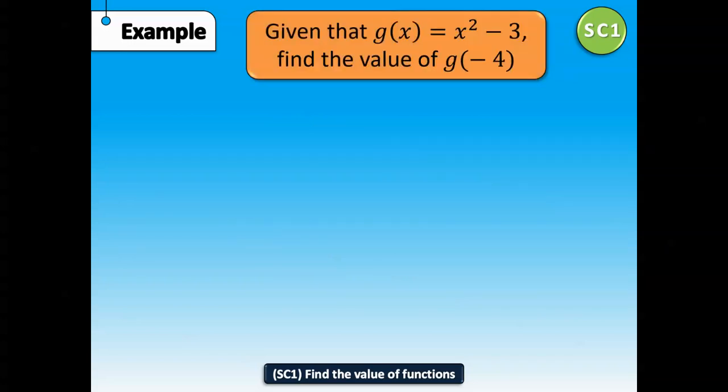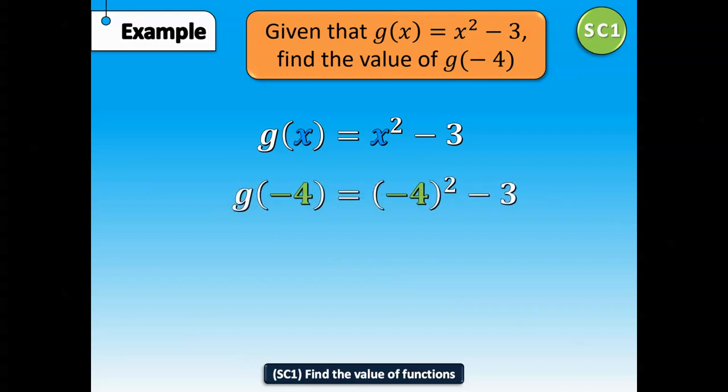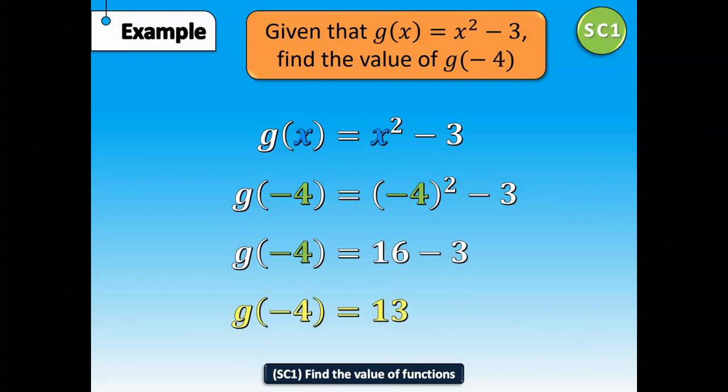Given that g of x equals x squared minus 3, find the value of g of minus 4. So we replace x with minus 4. So g of minus 4 equals minus 4 squared, take away 3. Now we need to be careful with minus 4 squared, because minus 4 squared would be positive 16. Squared means times by itself, and minus 4 times minus 4 is positive 16. Then we take away 3. So g of minus 4 is 13.